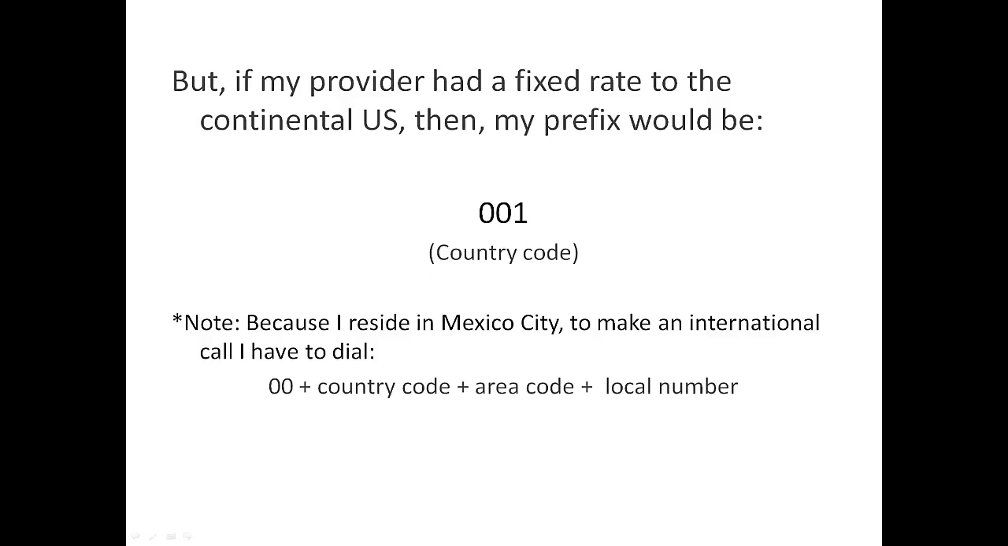Now, because I reside in Mexico City, to make an international call I have to dial 00 plus the country code plus the area code plus the local number. Usually, all providers have a fixed fee for a country or a group of countries. This is $1 to Canada, $1 to all Latin America, etc. But some providers may have a fixed fee for each country. For example, they might charge you 30 cents to Ecuador, 50 cents to Brazil, $1 to Medellin, etc. It is very important to have all this information at hand when configuring your base fees.